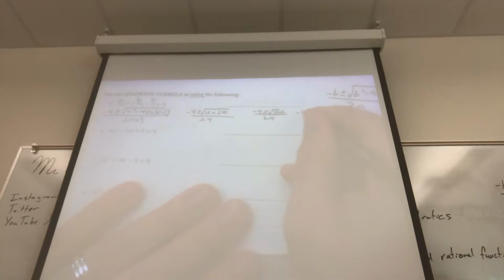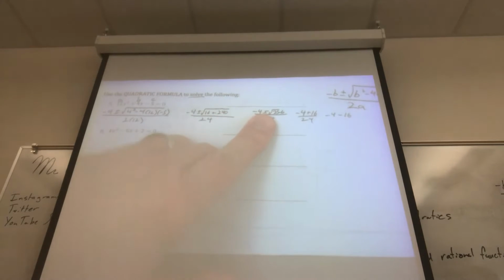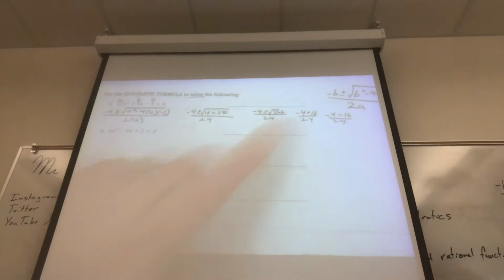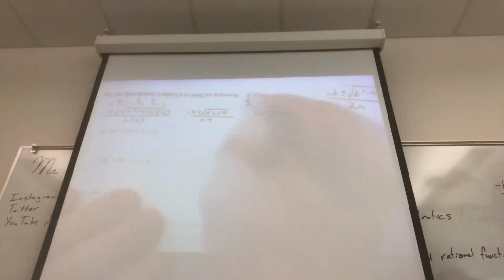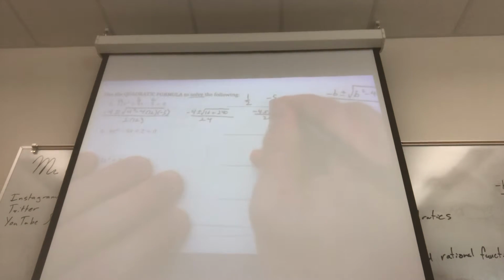That's negative 4 plus 16 over 24 and negative 4 minus 16. That's what that plus or minus means, you're going to do both of them. Negative 4 plus 16 is 12 over 24, which means 1/2 is one of my answers. Negative 4 minus 16 over 24 is a negative 20 over 24. That would be a negative 10 over 12 or a negative 5 over 6.